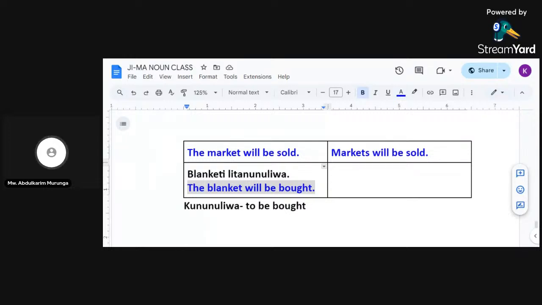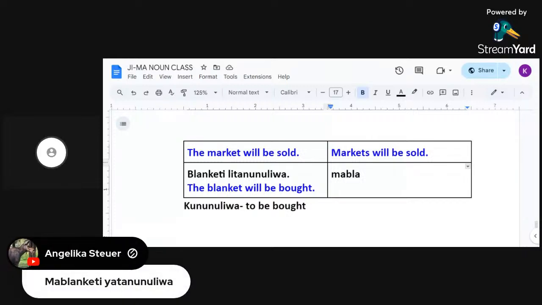Okay, so this will be mablanketi. Asante sana dada Angelica. Anasema mablanketi yatanunuliwa. The blankets will be bought. Mablanketi yatanunuliwa. Asante sana. Vizuri sana. Mablanketi yatanunuliwa. The blankets will be bought. Mablanketi yatanunuliwa. Sawa.